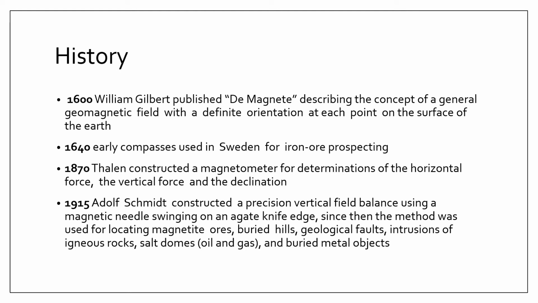Later, 230 years later, you have Thalen constructing an early magnetometer, which can actually determine the horizontal component, vertical component, and the declination or the orientation of the magnetic field for a given point. And then later on, we have Adolf Schmidt constructing a precision magnetometer, right? And from there on, there was a rapid pace of development of magnetometers, being used in different applications, including small metal objects.